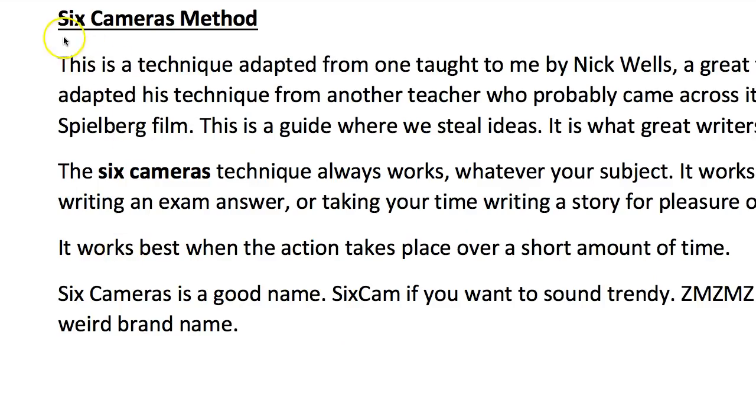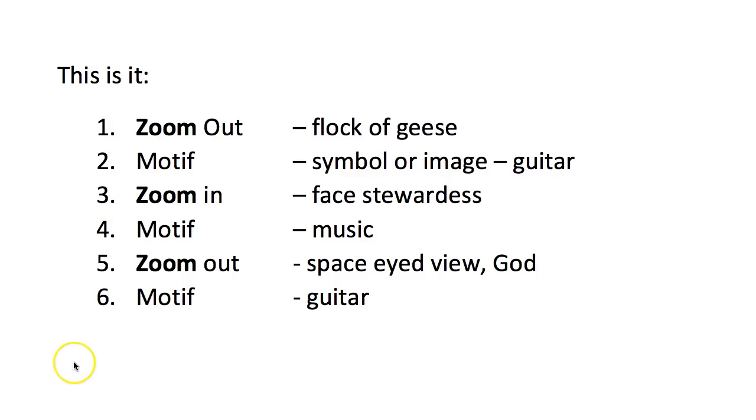So the guide opens with the most important technique, the one that's going to give you the top grades, even if you don't read the rest of the guide. It's called the 6 cameras method. And what it means is really simple. You simply take your 6 cameras and you place them around your scene. The first camera starts wide out with a sort of a bird's eye view or a distant view of the scene. Then you zoom in on an image, a motif.